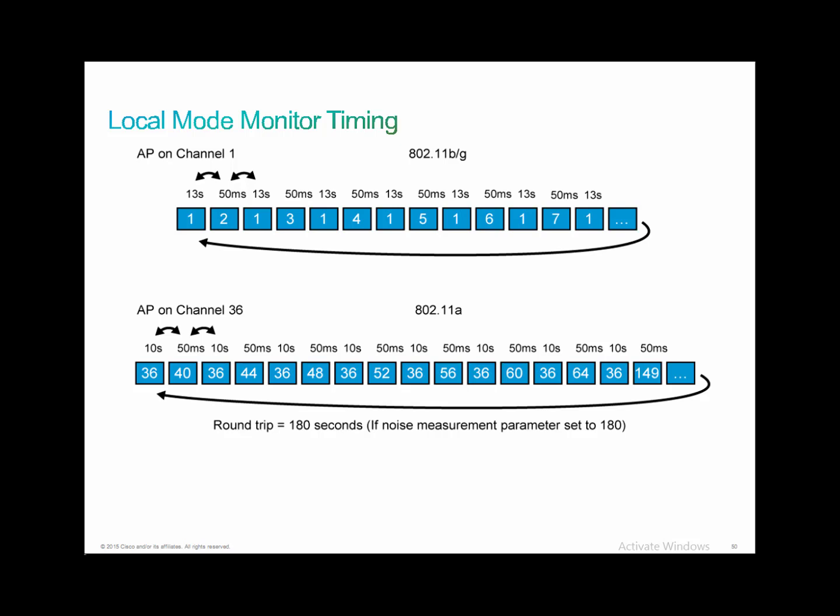On the bottom one, you see that channel 36 is used in our case, so we're going to scan the non-used channels 40, 44, 48, 52, and so on. This is all done under a 180 second time period though. The controller allows for the configuration of that round trip time, and you can even identify which channels you actually want to scan if you don't want to go through all of those off-channel numbers.